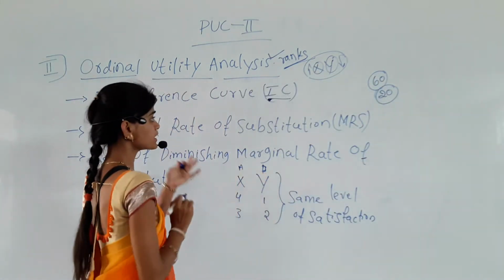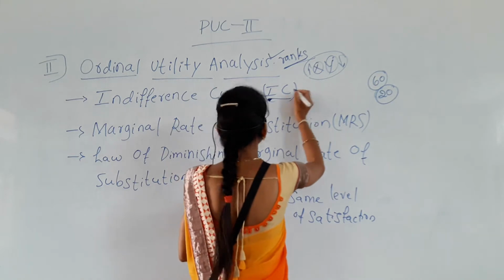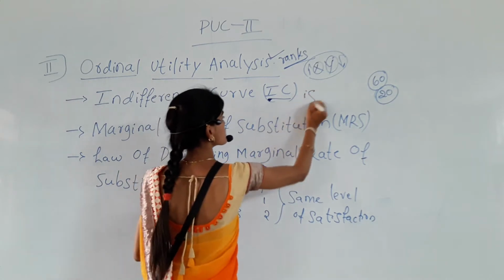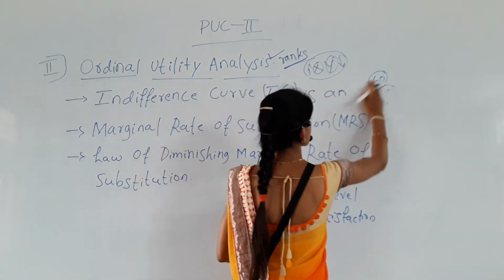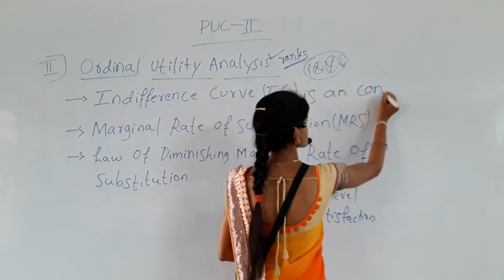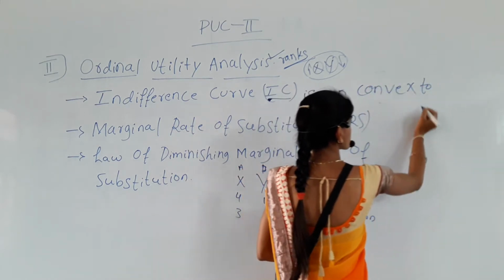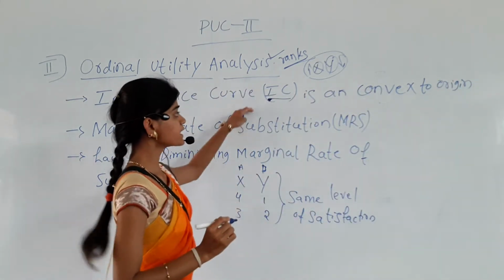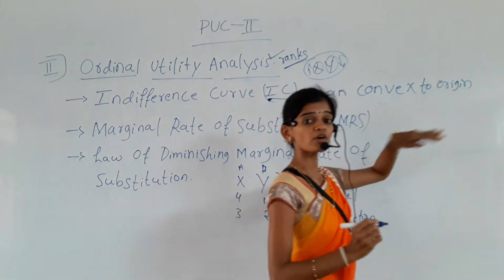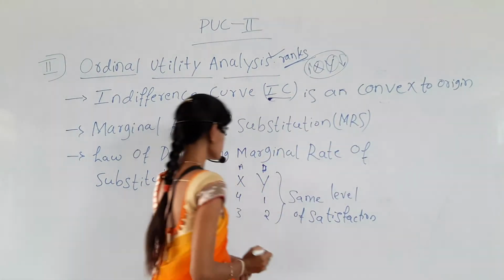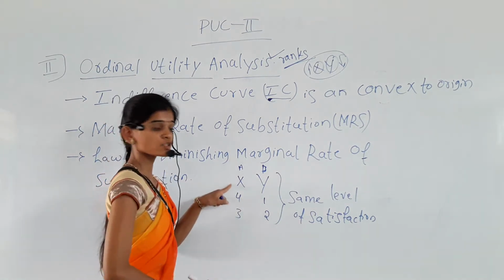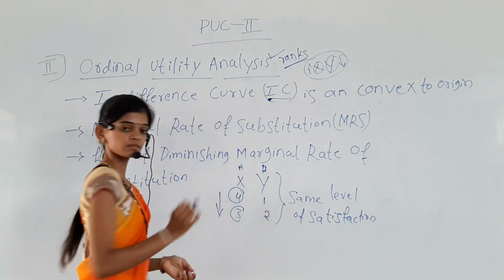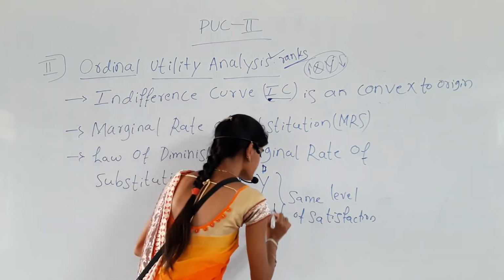Next, the indifference curve is convex to the origin. Why? See here, a consumer is consuming apples, first time 4 and second time 3. It is reducing, and banana is increasing.